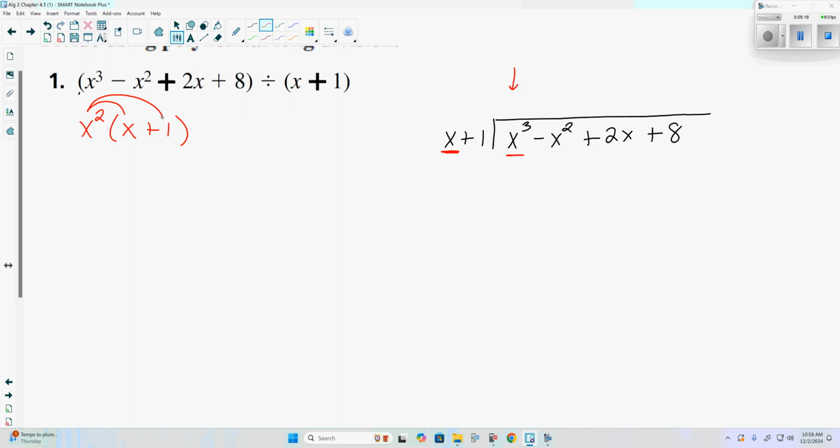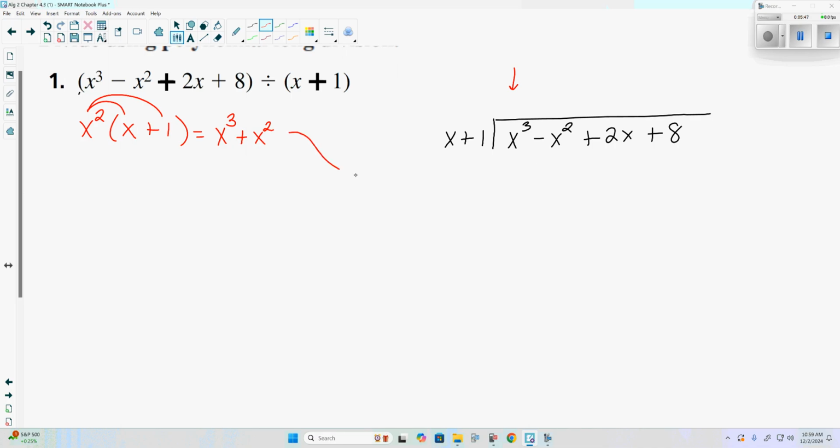Stuff's going to happen with the rest of it, but that's the main first step. And we're going to distribute the x squared. Now x squared times x is x cubed, like we want, because when we multiply like bases, we add the exponents. Now we still have to multiply through. x squared times 1 is plus x squared. Questions on this so far? Because again, the main thing is we want to eliminate that first term.